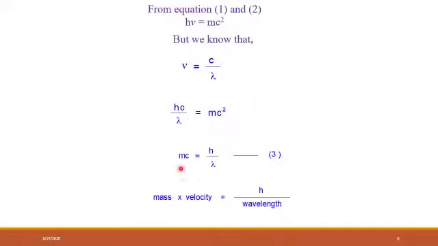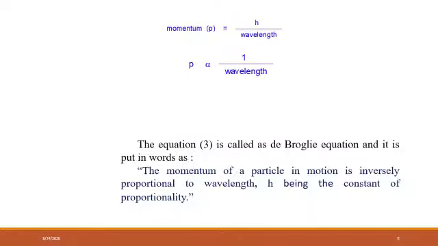Now you can see here, what is this m? m is nothing but the mass of the electron, c is the velocity of the electron, h is a constant, and lambda is the wavelength. Mass into velocity is nothing but the momentum, which is denoted by p, and that will be equal to h upon wavelength.